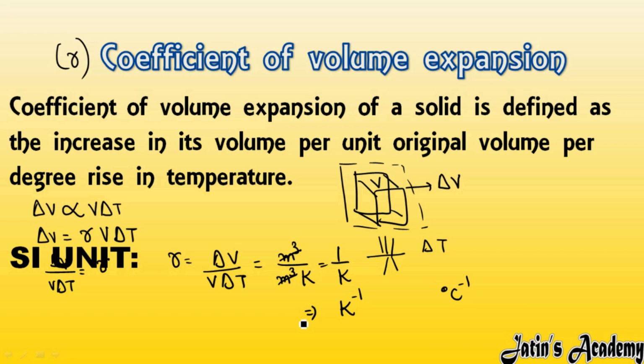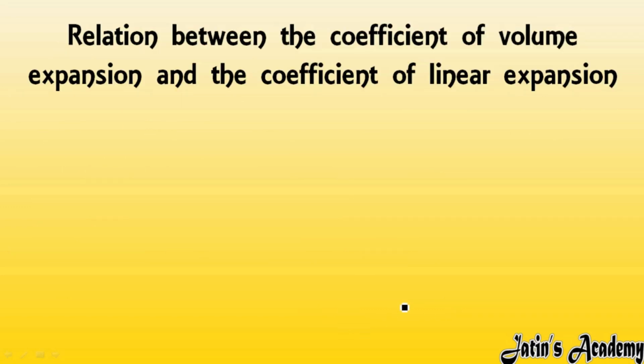Clear? Always note one thing, that we are not going to use degree with Kelvin, only with degree Celsius. Okay, for Kelvin we simply write Kelvin. So now we are having the relation between the coefficient of volume expansion and the coefficient of linear expansion. As we know, the coefficient of volume expansion is gamma and the coefficient of linear expansion is alpha. What is the relation between gamma and alpha? The relation is like this. Gamma is equal to 3 alpha.